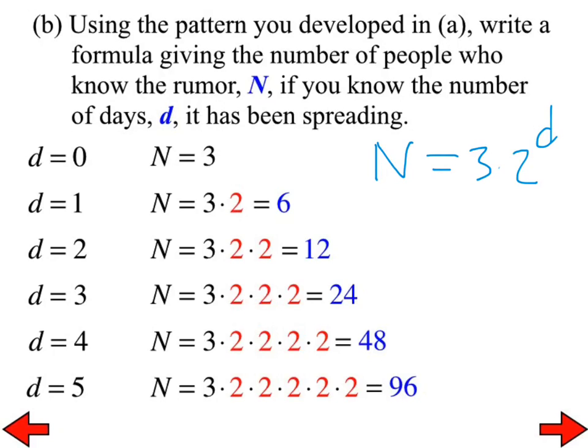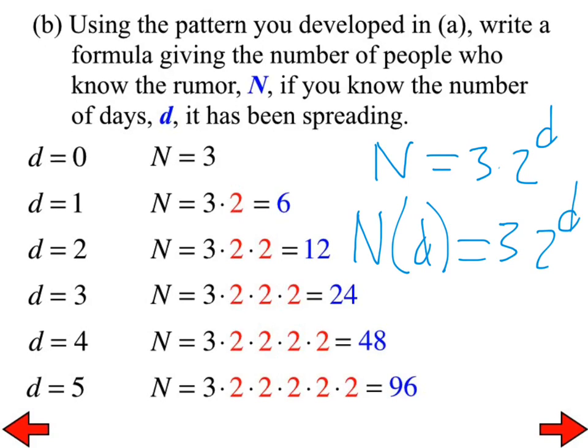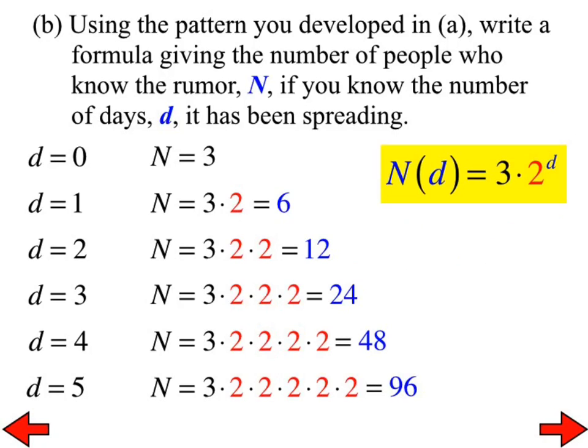That's a good formula. I'm going to write it as a function, though. So instead of me writing it that way, I'm going to write it like this. It represents exactly the same thing. I'm just writing it in function form. Okay? So once again, n of d is equal to 3 times 2 to the d power.